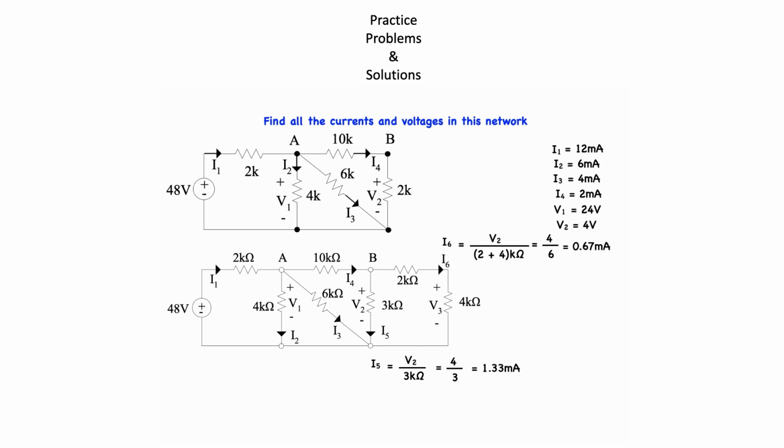Current division can also be used to find I5 and I6. The current divider rule can also be used. I5 is equal to 2 times the quantity 3 plus 4K ohm divided by 3 plus 2 plus 4K ohm, which is equal to 12 divided by 9, giving us 1.33 milliamps again, and I6 is equal to 2 times the quantity 3K ohm divided by 3 plus 2 plus 4K ohm, which gives us 0.67 milliamps.